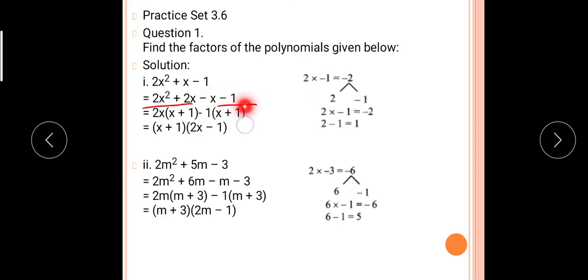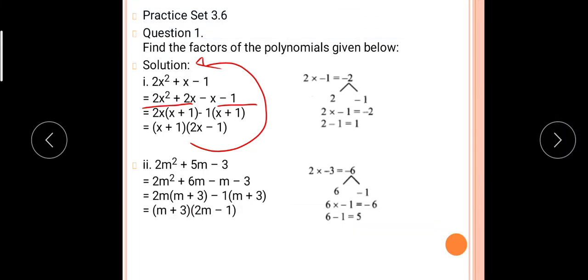And in the next two terms, minus 1 is common. What remains? x plus 1. Means x plus 1 is a common term and 2x minus 1 is there. When you solve this multiplication, you will get the original expression. The factors should be such that when you multiply them out, you get the first step.